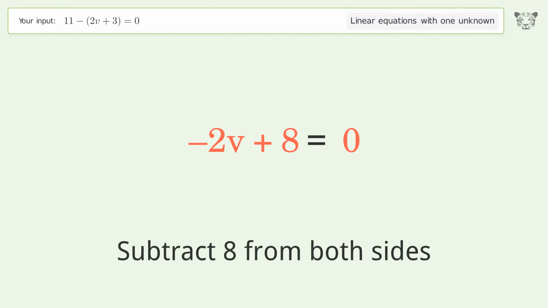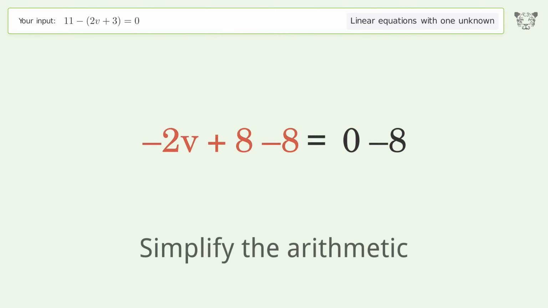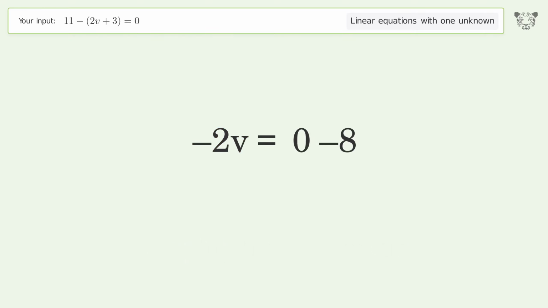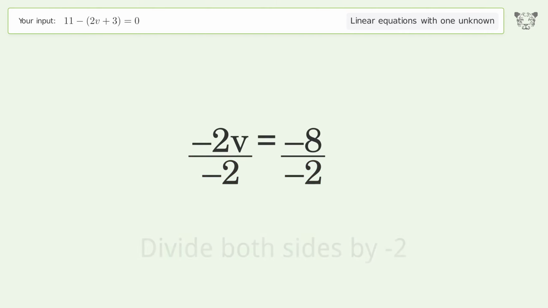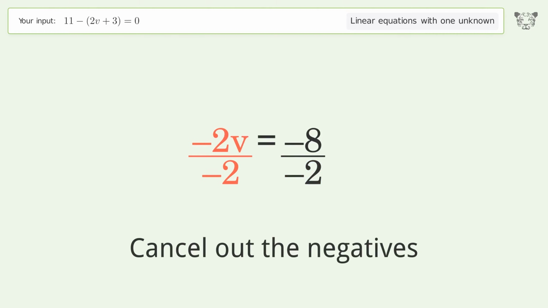Subtract 8 from both sides. Simplify the arithmetic. Isolate the v. Divide both sides by -2. Cancel out the negatives.